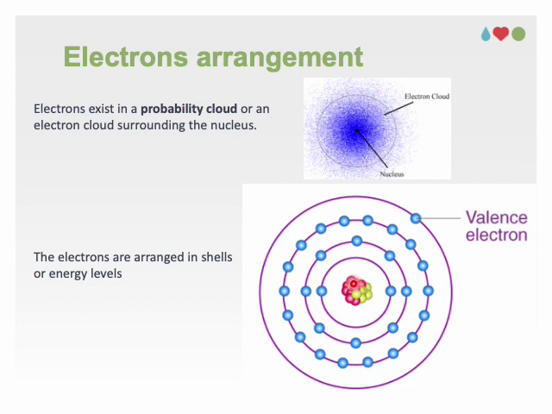The electrons are arranged in shells or energy levels, with the electrons in the outermost shell, called the valence shell, having valence electrons, determining the chemical properties of atom.